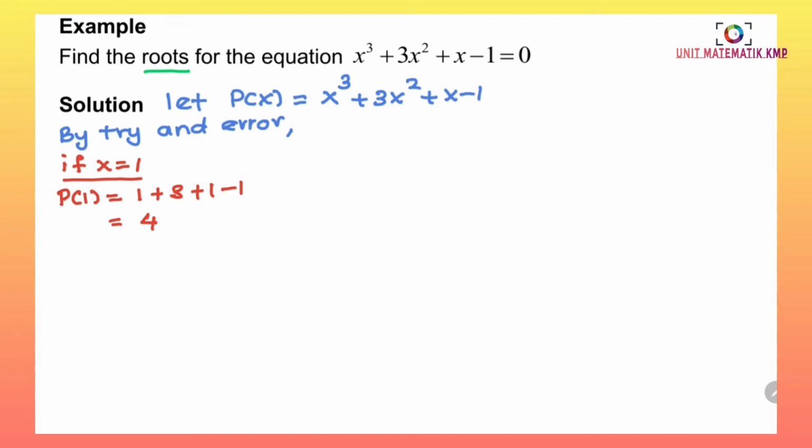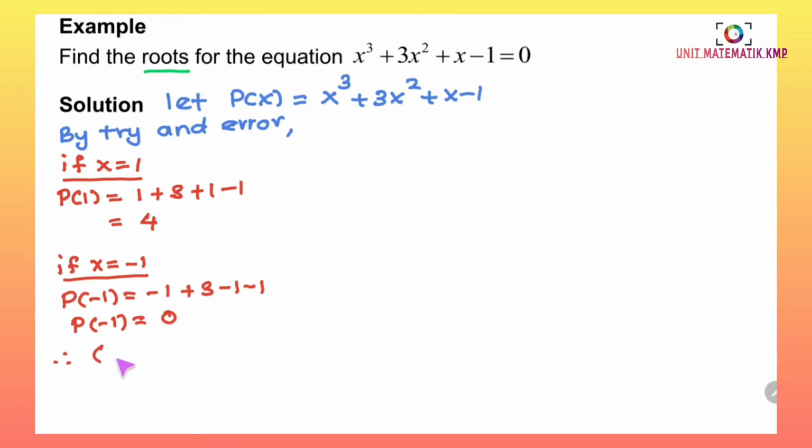So we need to check and try with another number. Let's try if x equal to negative 1. So p(negative 1): negative 1 power 3 is negative 1, plus 3 times negative 1 square is plus 3, and then minus 1, minus 1. Here we have the answer is 0. Means that we can conclude, therefore x plus 1 is one of the factors of p(x).